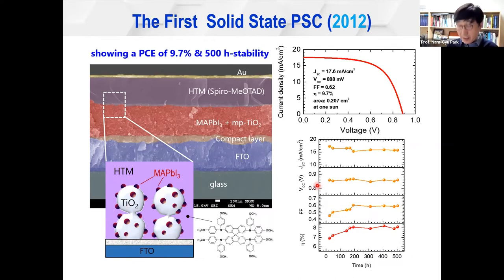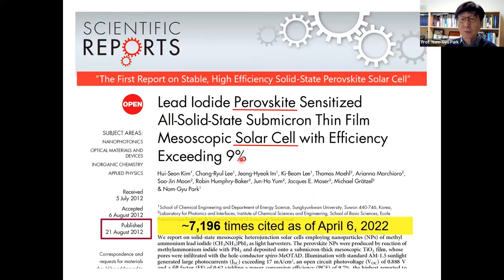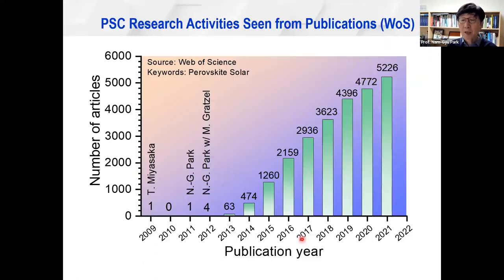So we reported for the first time the stable, high-efficiency solid-state perovskite solar cell in 2012 with Professor Michael Gratzel. He actually provided very nice spectroscopic data. And this paper has been cited 7,200 times as of today. And this is a kind of summary of the perovskite solar cell research activity, via a number of publications.